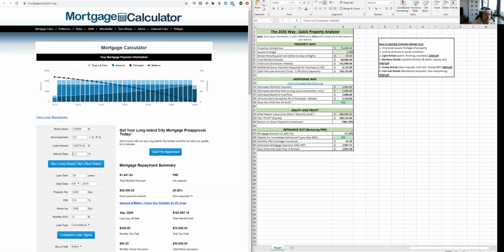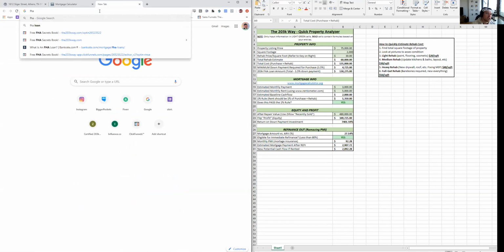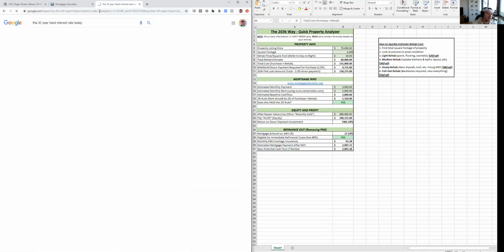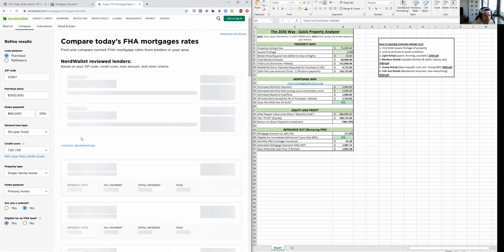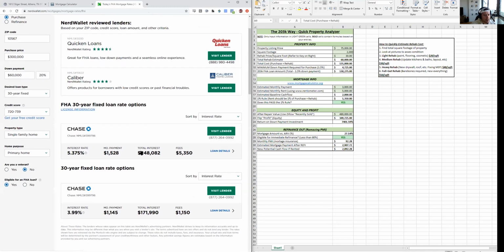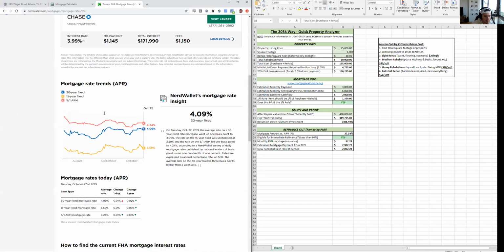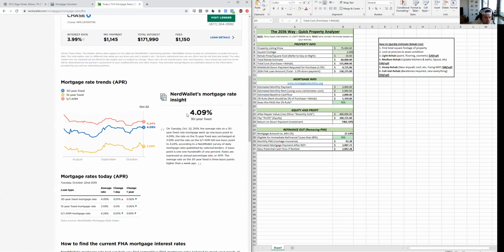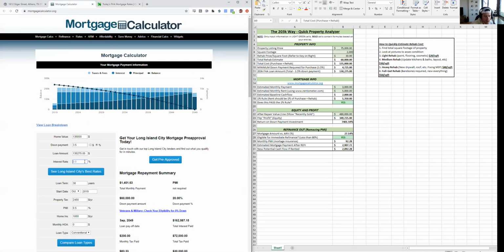Interest rate. So I like to double check this. What you can do is just very quickly Google FHA 30-year fixed interest rate today. Cool. And you can pretty much just look at the first thing here. So it looks like you're hovering around, well, it says 5%. 4.9. I would say 4.5.